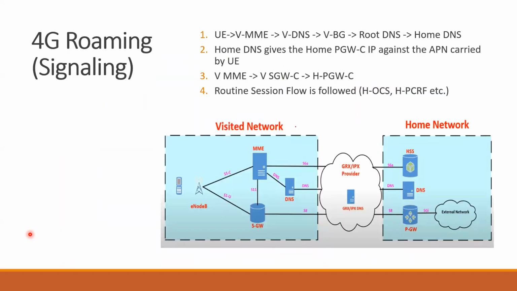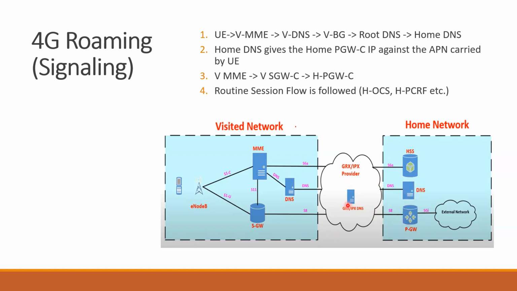Right? And for 4G roaming, the different network elements that are involved are your visitor network eNode B, visitor MME, visitor SGW, and visitor DNS. And obviously, this is connected via border gateway. And via border gateway, it is going to connect with the GRX and IPX provider. Via that, it is going to connect to the home DNS and the home PGW.